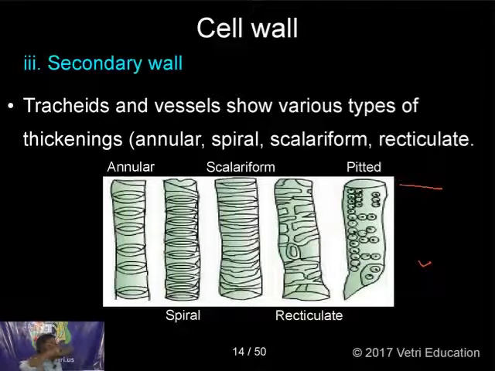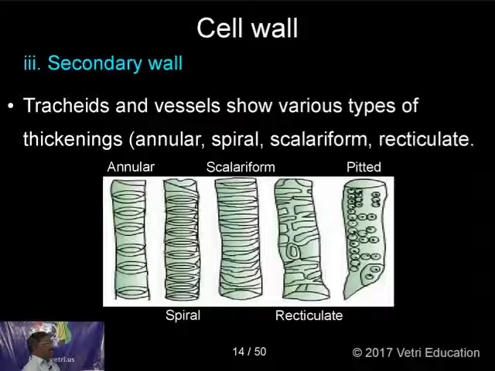During the formation of the secondary wall, you can find some thickenings in the cells. In tracheids and vessels, they show various types of thickenings. They may be annular or ring-like, spiral thickenings, scalariform thickenings, reticulate thickenings, and finally pitted thickenings. This runs from annular to pitted thickenings in an evolutionary way. The highly developed thickenings are called pitted thickenings. The most primitive, annular thickenings, you can find in tracheids and vessels.